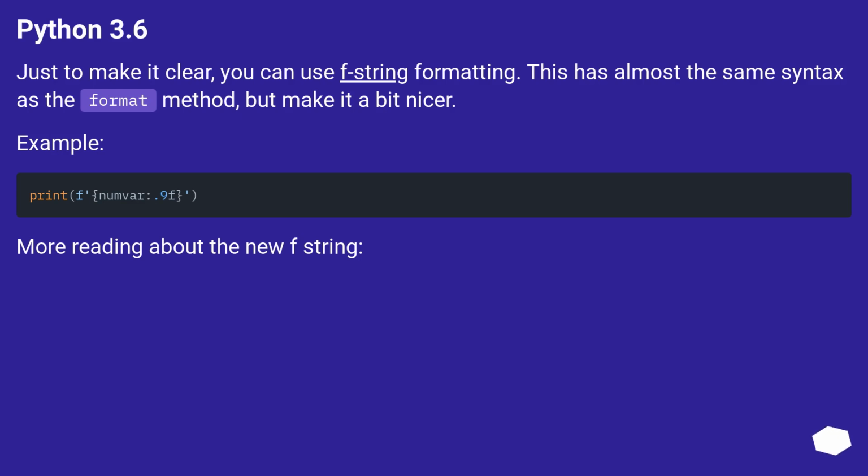Python 3.6. Just to make it clear, you can use f-string formatting. This has almost the same syntax as the format method, but makes it a bit nicer. Example. More reading about the new f-string.